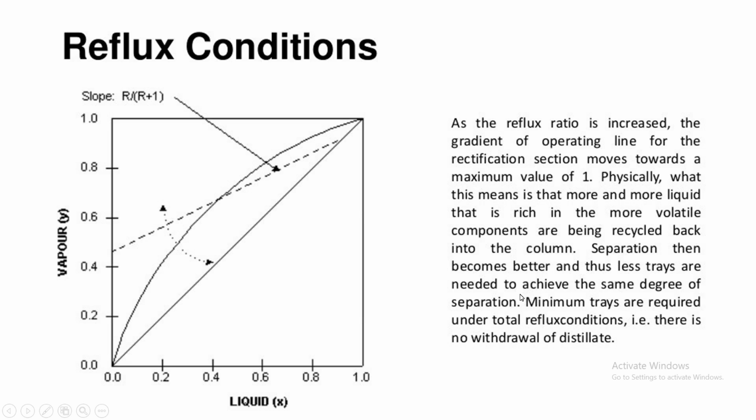Minimum trays are required under total reflux conditions, while the maximum trays are required when the reflux ratio is at minimum. And this is the vapor versus liquid mole fraction diagram, where the operating line varies with the slope, which is denoted by R by R plus 1. And here this line is the diagonal line, this one is the rectifying section line, and this curve is the equilibrium curve of the distillation column under a prescribed data.